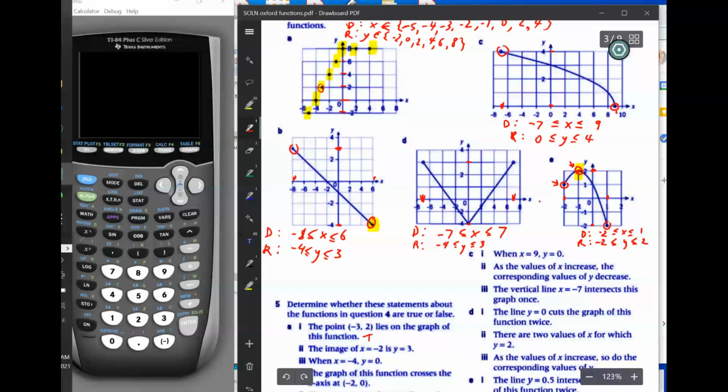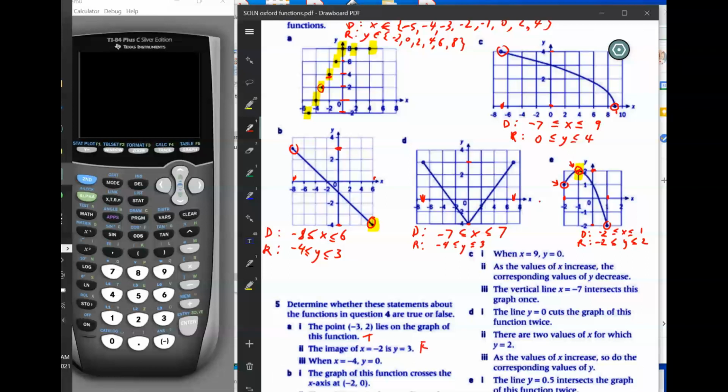The image of x equals -2 is y equals 3. Remember, the definition of image of x is the y value that corresponds to this x value. So the x value of -2, does it correspond to +3? And so I'm going to check that. -2 corresponds to +4, not 3. So I'm going to say it's false.